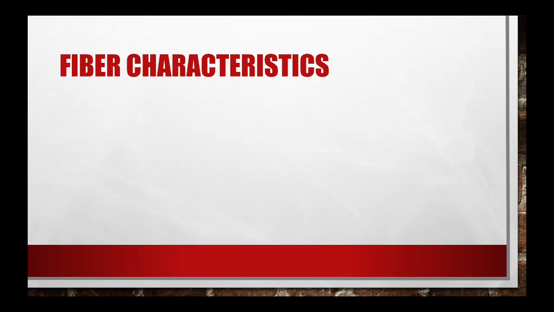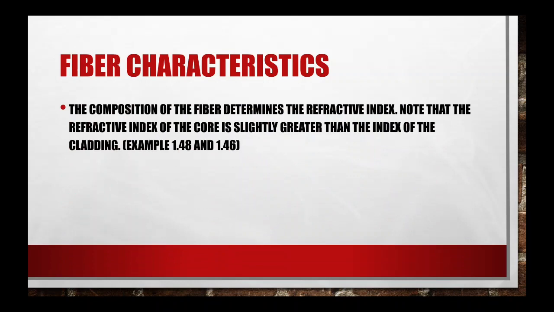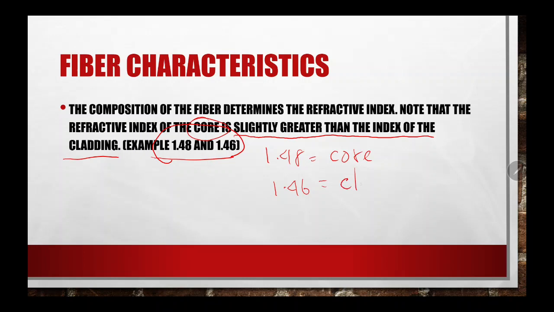So for fiber characteristic, the composition of the fiber determines the refractive index. Kung anong material yung ginamit mo, paano siya ginawa. So note that the refractive index of the core is slightly greater than the index of the cladding. Lagi yan. Laging mas malaki yung refractive index ng core compare sa cladding. Example, 1.48 and 1.46. So yung 1.48, ito yung refractive index ng core, 1.46 refractive index ng cladding.